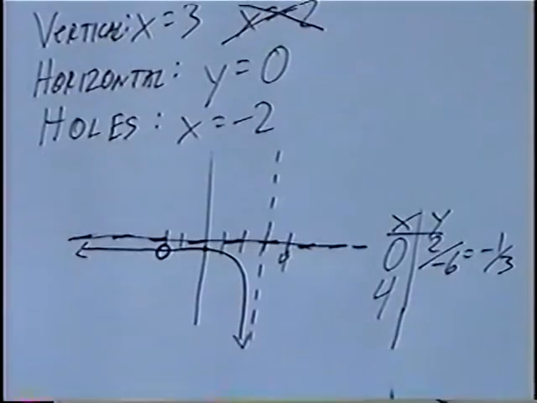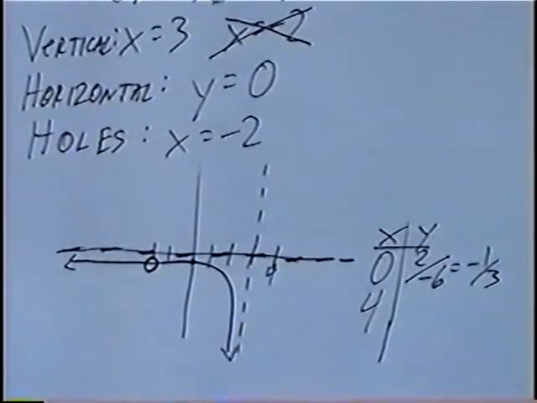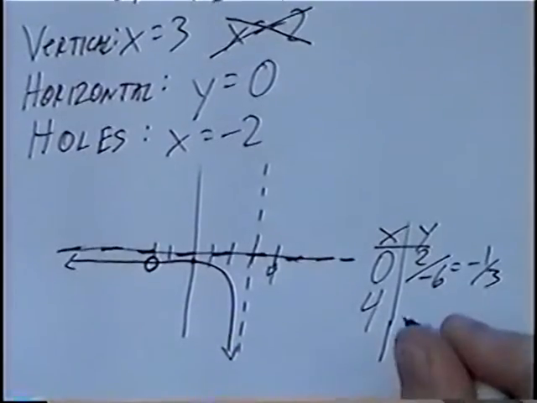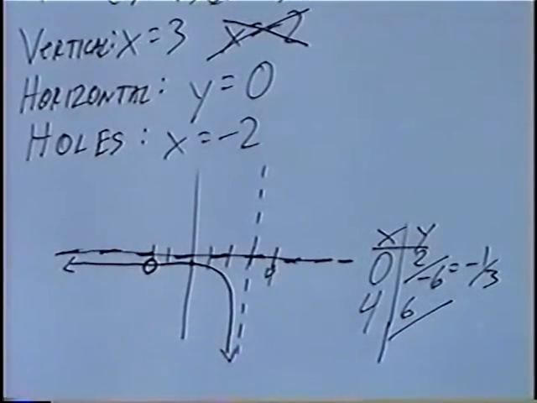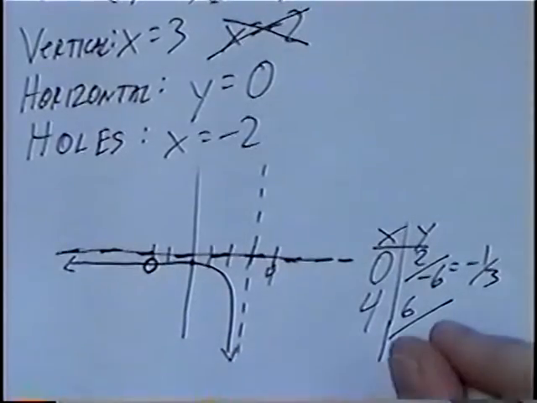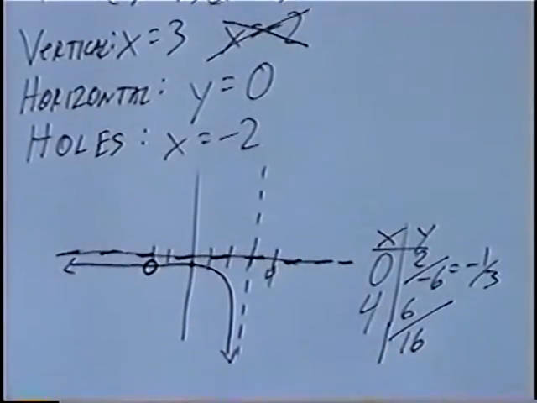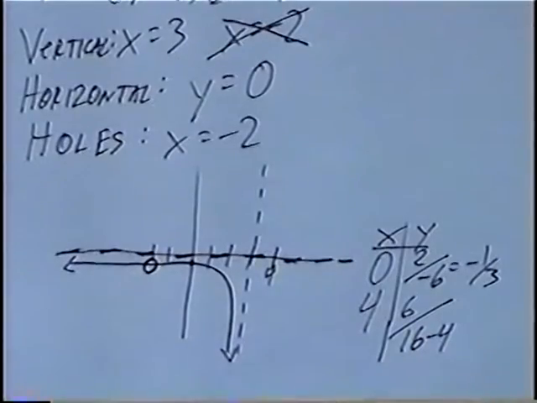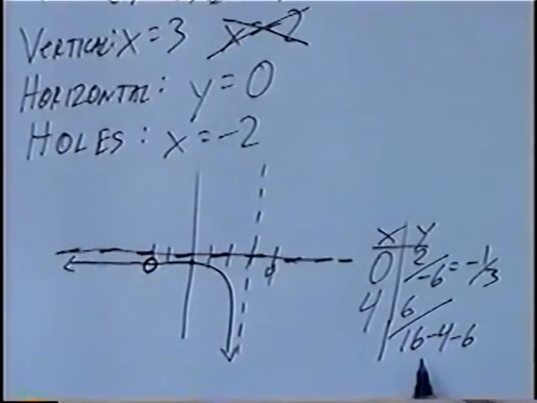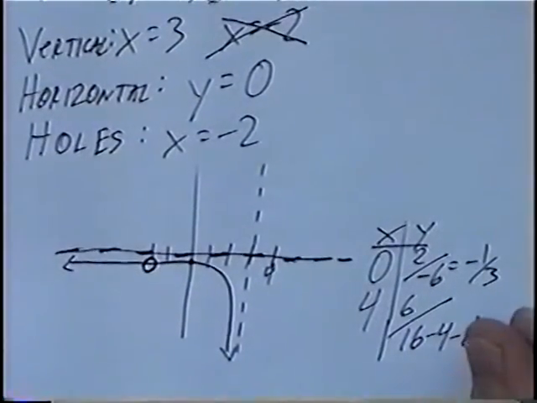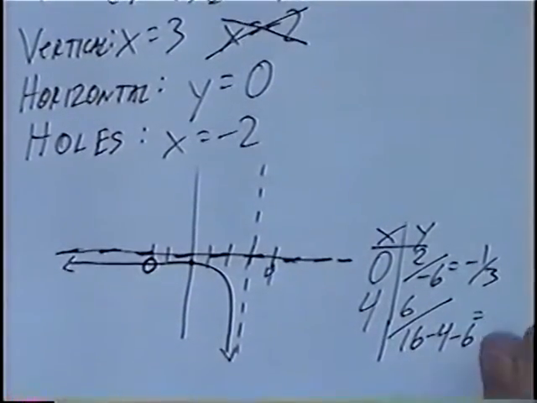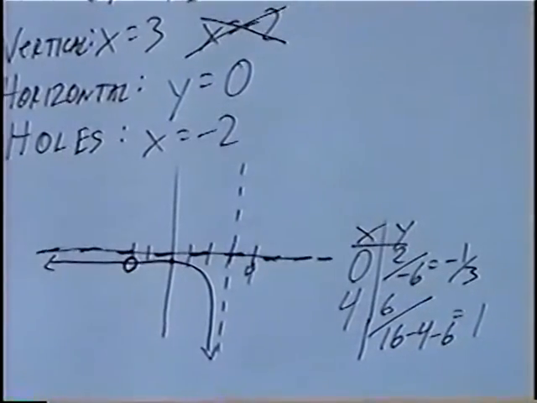If we use 4, plugging the 4 in again to the original equation, the numerator is x plus 2, or 4 plus 2, which would be 6. And the denominator was x squared, 4 squared would be 16, minus x would be minus 4, and minus 6. Simplifying this out, 16 minus 4 would be 12, minus 6 would be 6, and we'll have 6 divided by 6, which would be 1.